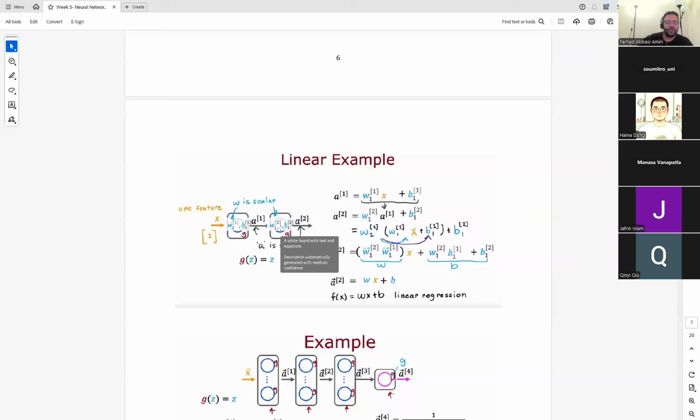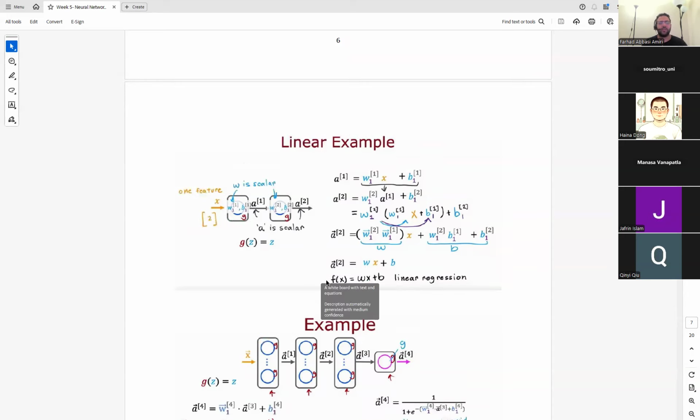So don't do that. If you want to use a neural network, you cannot use linear activation functions for all nodes on each layer, because it ends up as a linear regression model. So just directly use a linear regression model. What's the point of using a neural network, right?